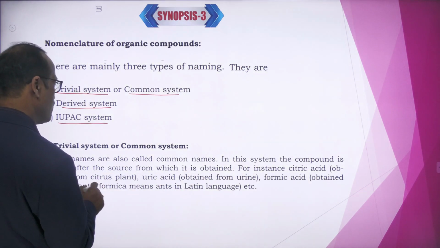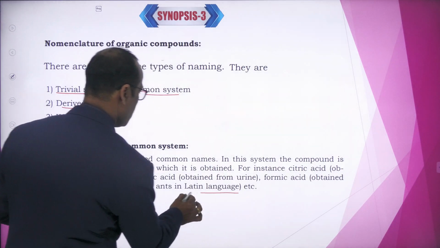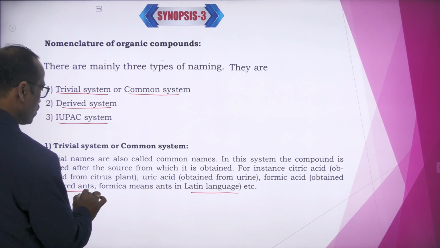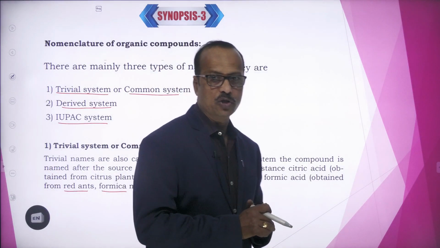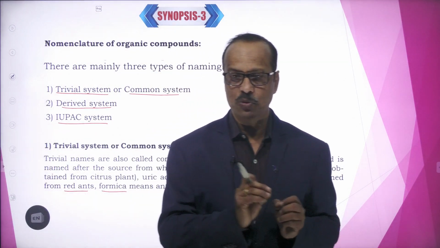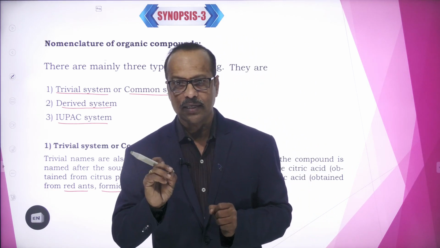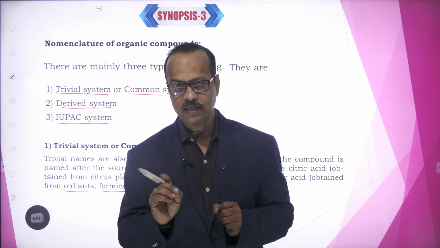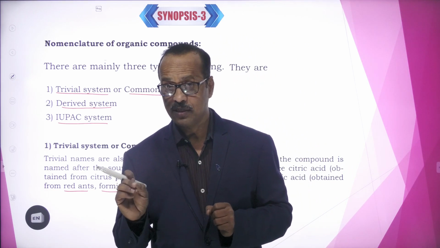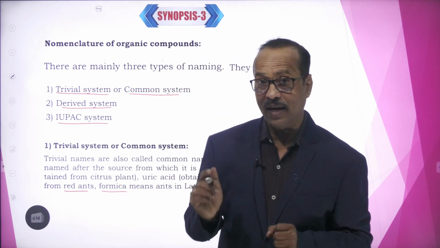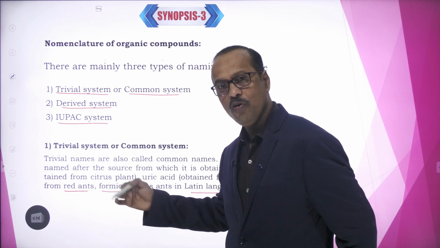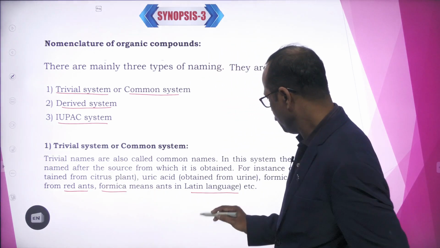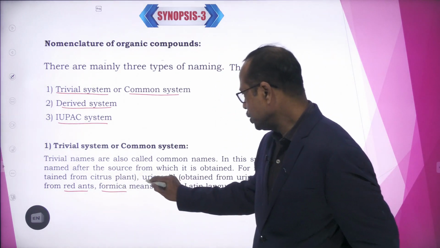In the Latin language, red ants are called formica. So the source of formic acid is the red ant, and the red ant's Latin name is formica. Hence, formic acid. Similarly, uric acid.